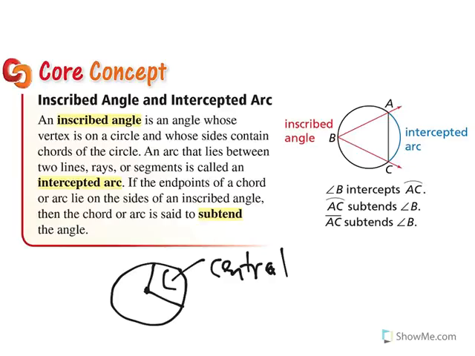Then we have intercepted arcs. So we've already talked about an arc. It's a part of the outside of the circle. An intercepted arc is an arc that's created by two lines, two rays, segments, anything that's cutting across that circle to make one arc. So right here, this blue one, we have an intercepted arc. And that intercepted arc would be minor arc AC.